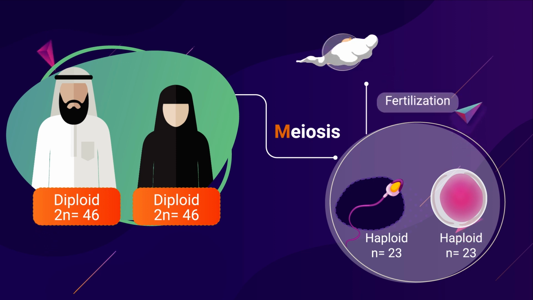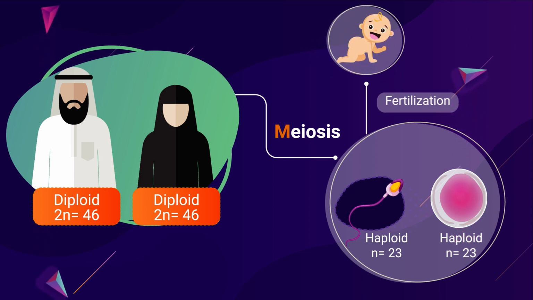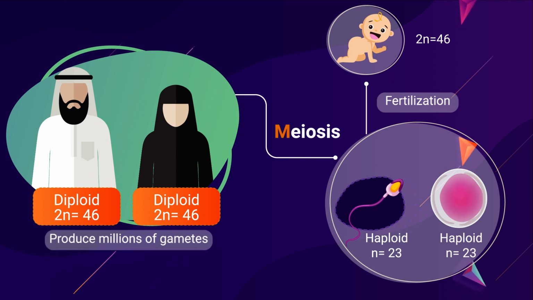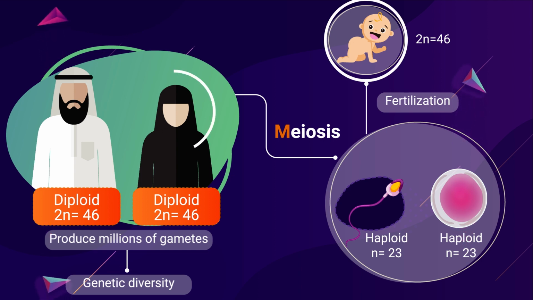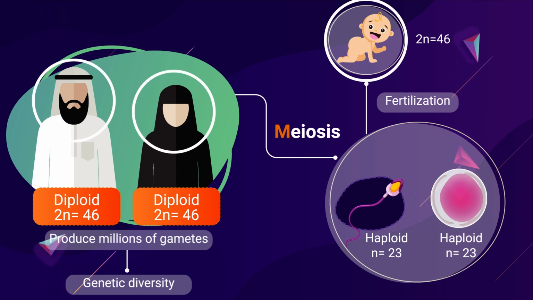These fuse in fertilization to form a zygote, which will grow into a child. The child receives half of its chromosomes from its mother and half from its father. Because men and women produce millions of gametes and the selection of gametes in fertilization is random, this contributes to genetic diversity. This explains why a child isn't identical to either parent, nor to siblings.